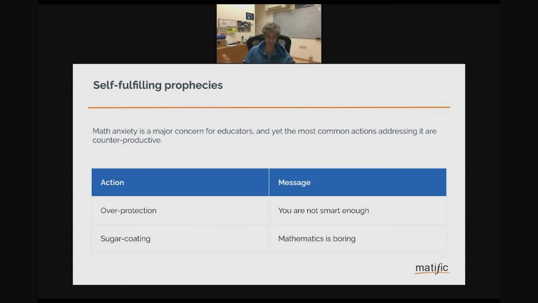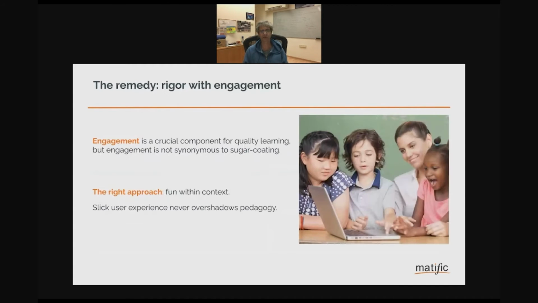And the other one, which is closely related, I think, is sugarcoating, which is what I would call fun out of context, which also conveys a message that math is boring, so let's try to find the fun elsewhere. So let me again show an example. What I want to talk about now is how to combine the rigor with the engagement so that the fun is the mathematics. The fun is not an additive, some sweetening to the mathematics.